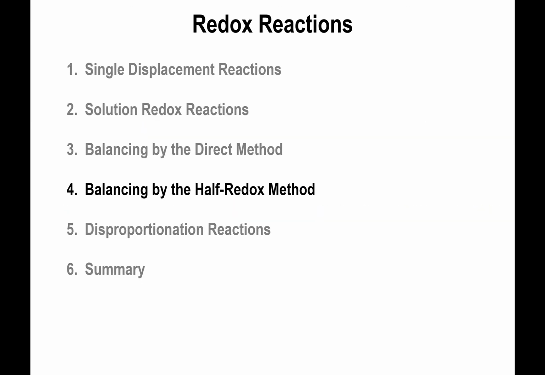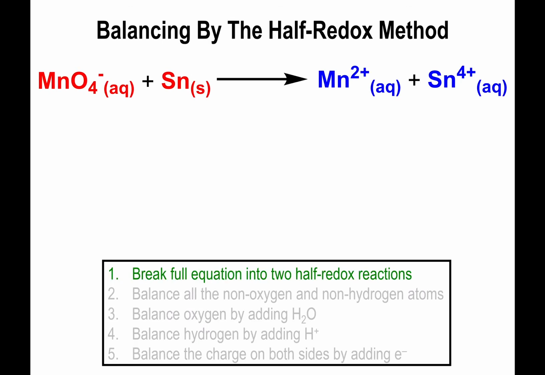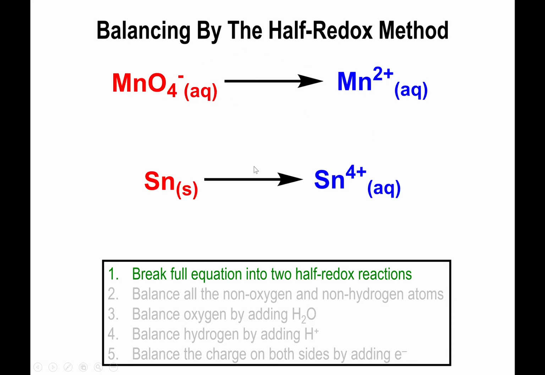All right, let's do the same thing, but let's use the half redox method this time. So we have permanganate going to manganese 2 plus. We have tin 0 going to tin 4. So we're going to separate those two equations into two halves. And we go ahead and balance the manganese and tins first. We have 1 and 1 on both sides. For tin, we have 1 and 1 on both sides as well.